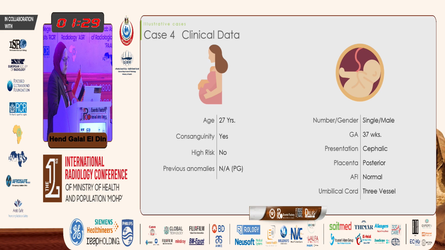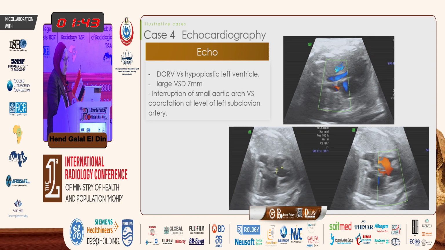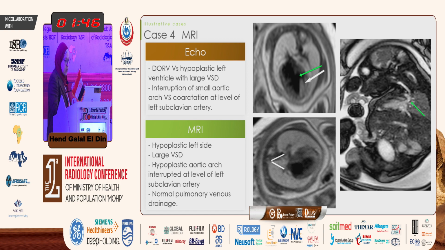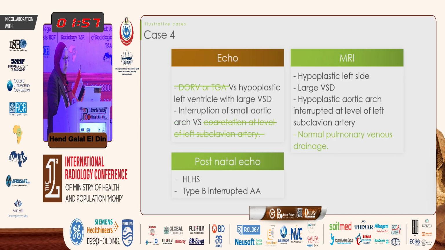Case 4 was a primigravida. Echo showed double outlet versus hypoplastic left ventricle with large VSD, interrupted small aortic arch versus coarctation. It was a query case in the echo. MRI confirmed hypoplastic left side with large VSD, hypoplastic aortic arch with interrupted aortic arch at the level of the left subclavian artery. It was confirmed postnatally as hypoplastic left heart syndrome with type B interrupted aortic arch, like MRI said.